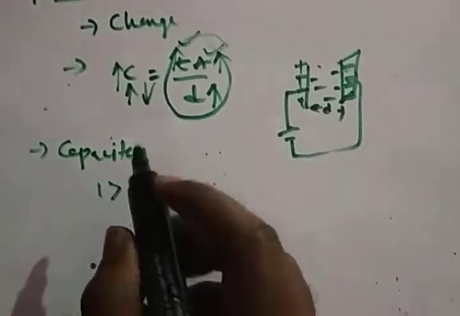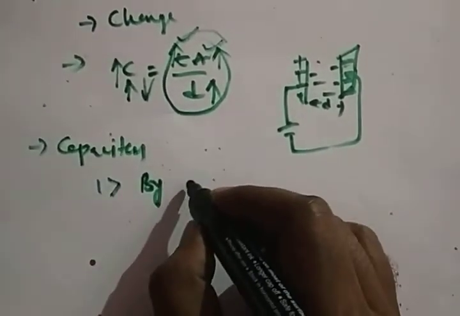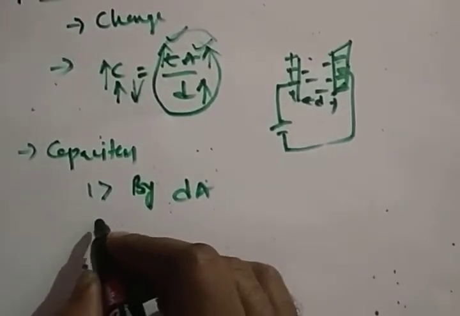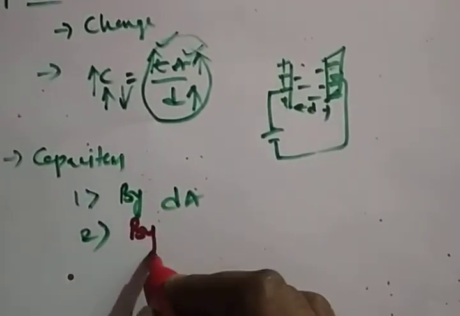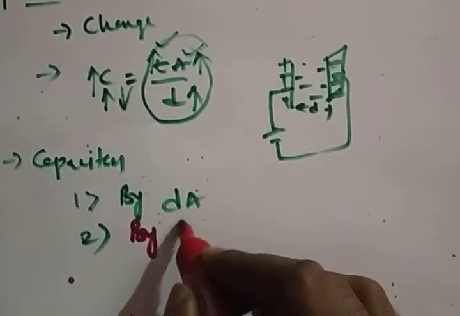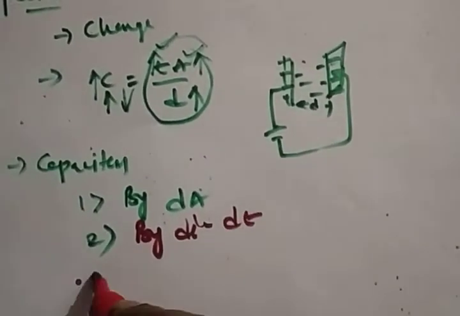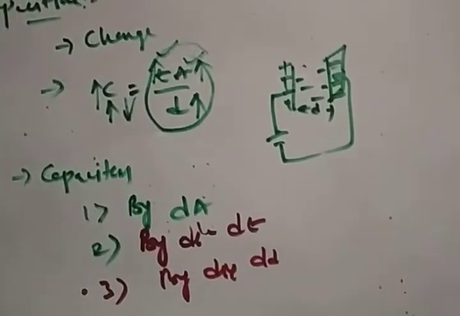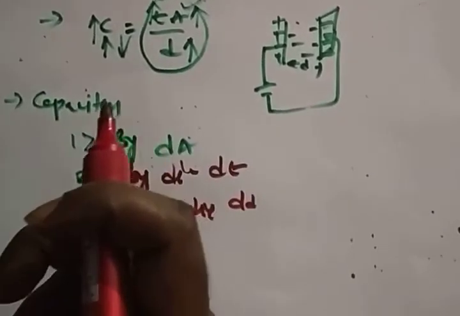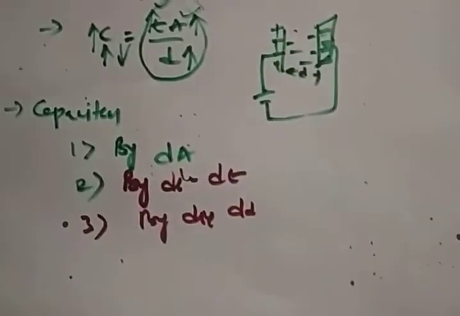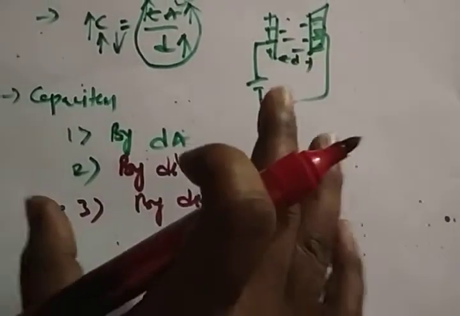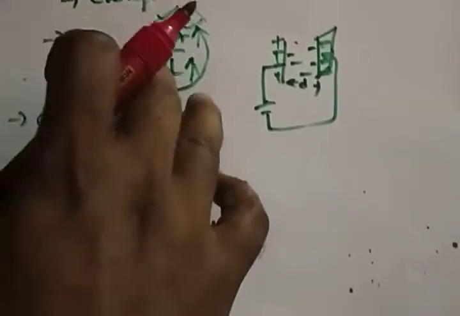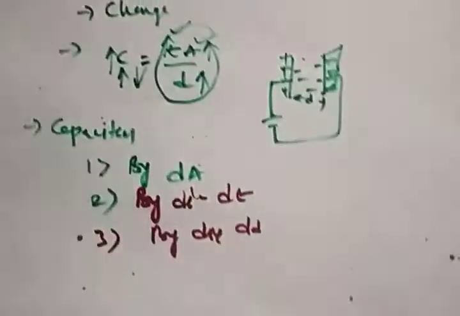So we discussed how the capacitance will be changed. There are three ways: by changing the cross-sectional area, by changing the dielectric material, and by changing the distance between the two plates, that is D. These are the three things that change your capacitance. If you change these things, your capacitance will change, and you will measure the corresponding change in capacitance.